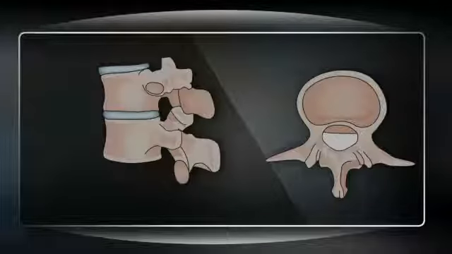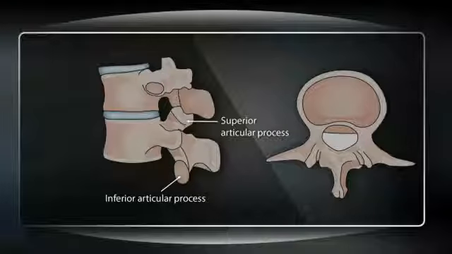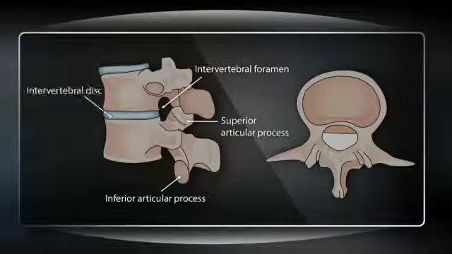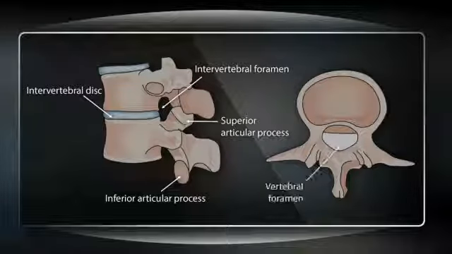The articular processes, 2 on each side of the vertebra, are often called articular facets. Note the intervertebral foramen formed by the inferior and superior articulating process of adjacent vertebrae. Between the vertebral bodies are the intervertebral discs, which cushion movement and allow the vertebral column to curve, flex, and bend. Also note the vertebral foramen, which encloses the spinal cord.